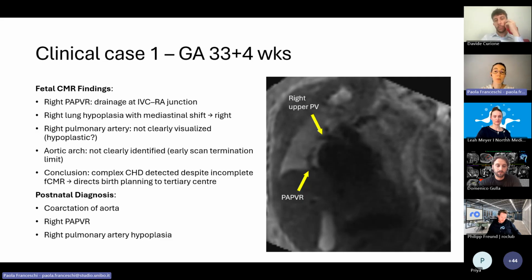And for us, this was quite a rewarding result, especially considering that it was our very first fetal cardiac MRI session in Bologna. Postnatal findings confirmed the diagnostic value of the exam, showing right-sided PAPVR, hypoplasia of the right lung and the pulmonary artery, and coarctation of the aorta.